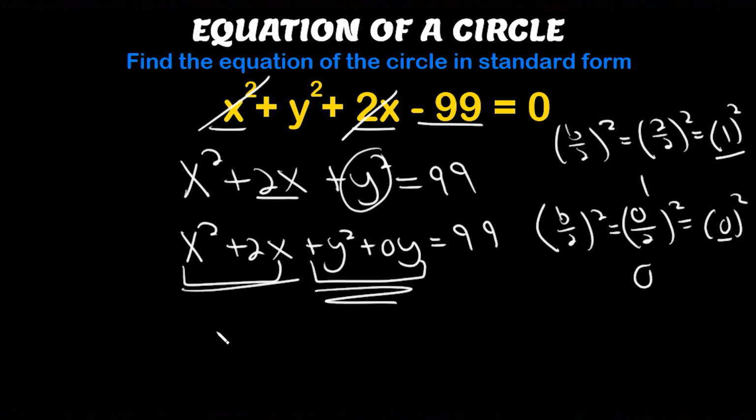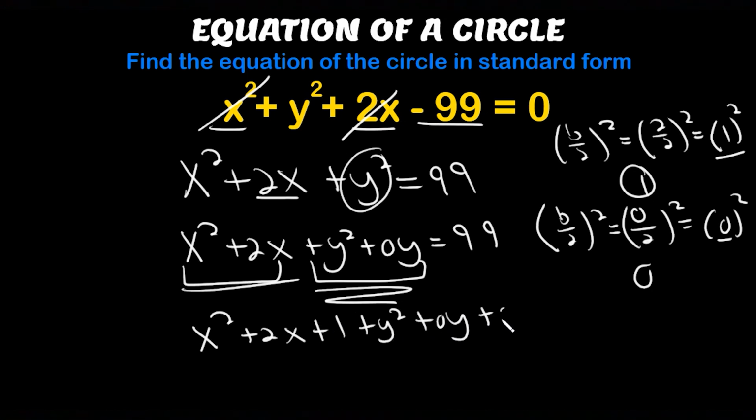So rewriting the problem, I'm going to write x squared plus 2x, and then plus 1. We have to grab this value here. So plus 1, and then I write plus y squared plus a 0y plus 0. I'm going to write it anyways, equal to 99. And again, what we do to one side, we have to do to the other side. Well, I added 1 and I added a 0. So I'm going to put plus 1 and then plus 0.